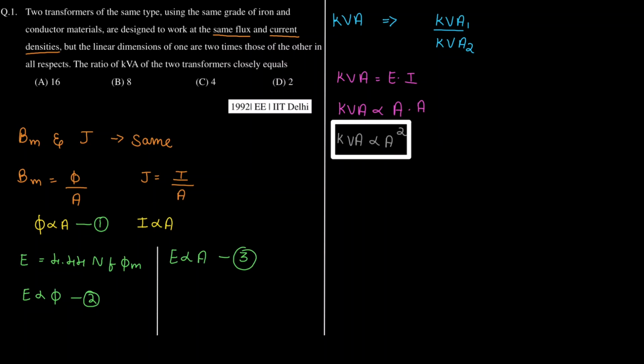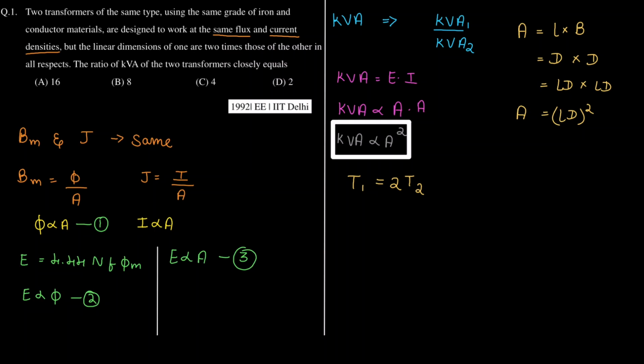In the question, they have told that linear dimension of transformer 1 is equal to 2 times the linear dimension of transformer 2. Let T1 be the linear dimension of transformer 1, which is actually 2 times the T2. Let T2 be the linear dimension of transformer 2, and we know the formula for area of any figure, that will be length into breadth, or we can say dimension into dimension. Here we can also say linear dimension into linear dimension, or linear dimension square. That means area is equal to square of linear dimension.